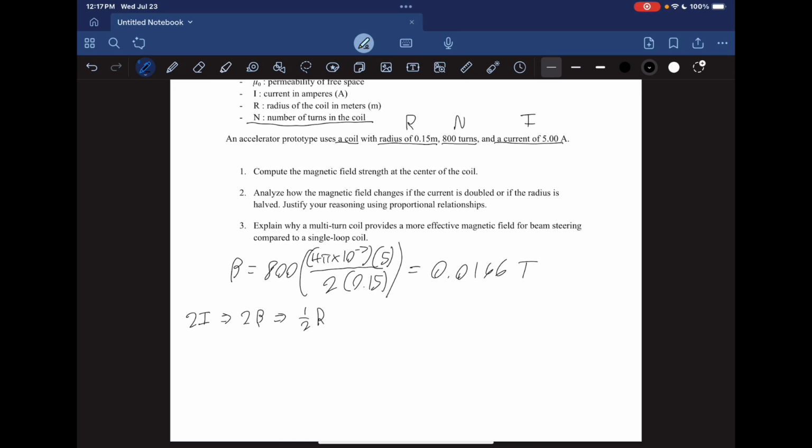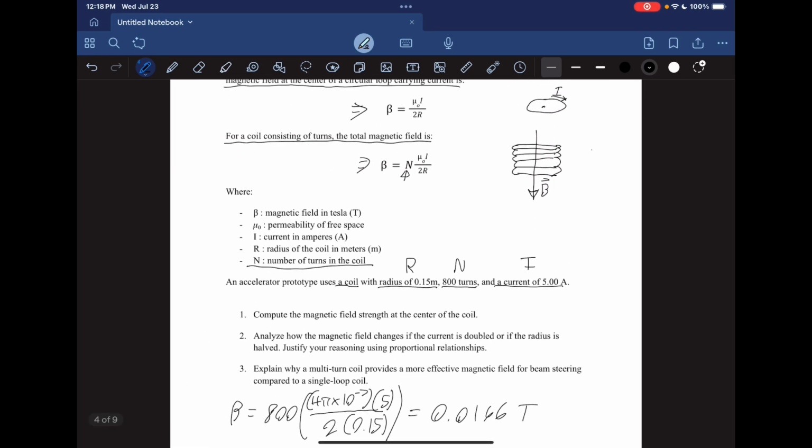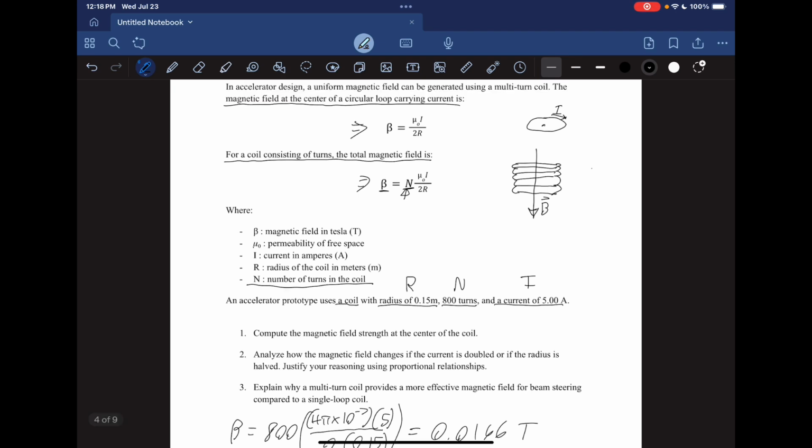Then the last question asks us to explain why a multi-turn coil provides a more effective magnetic field for beam steering compared to a single loop coil. And this is again just a conceptual question, and it can be explained simply by saying that B, the magnetic field, is proportional to N.